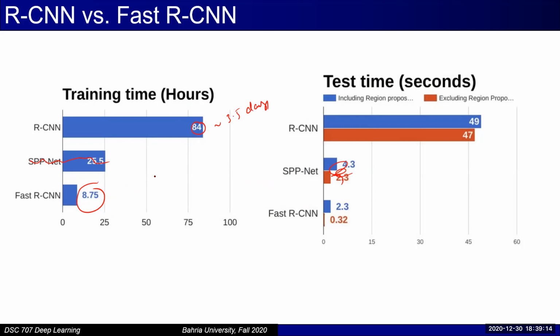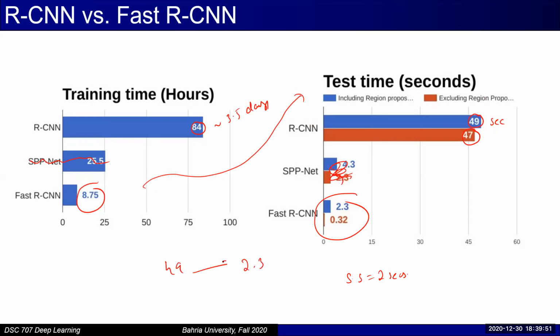But you can argue that training time is not important, it is the test time that matters. So let's compare the test time. For RCNN, if we include the time of region proposal, the selective search, one image was taking 49 seconds. If you exclude the region proposal time, it is taking 47 seconds. In other words, selective search is taking around 2 seconds. Now fast RCNN with region proposal takes only 2.3 seconds. So 49 seconds is reduced to 2.3 seconds, which is a lot of gain.